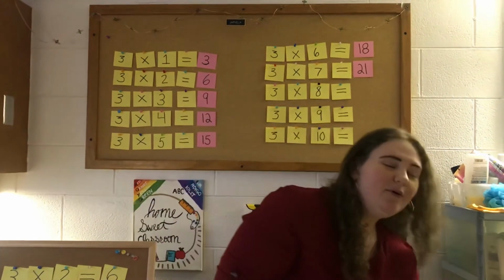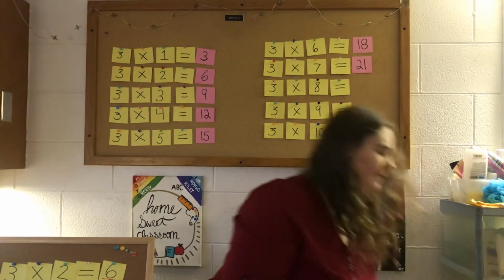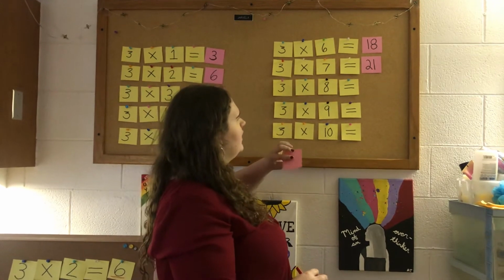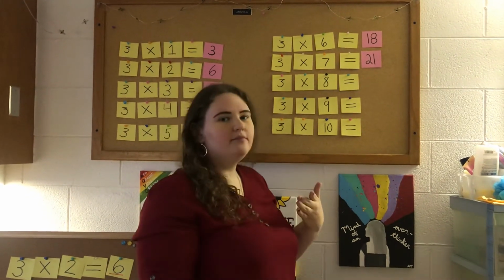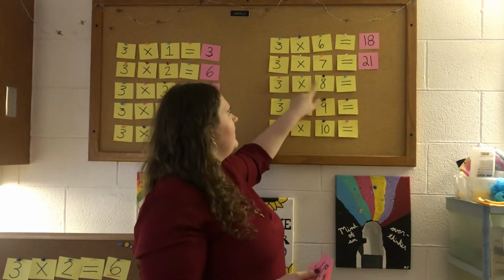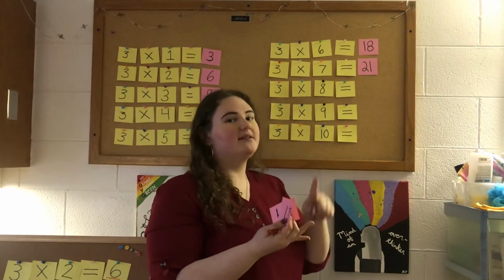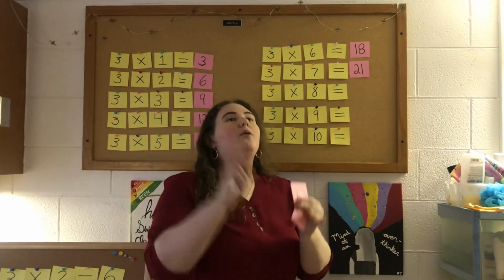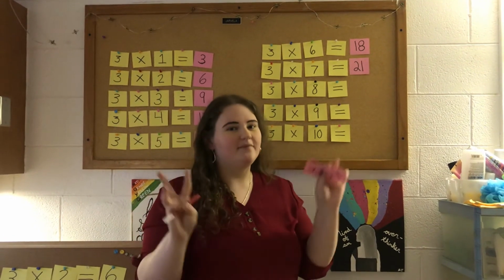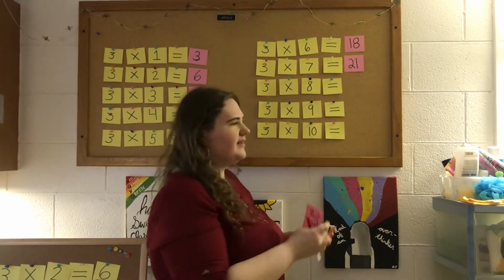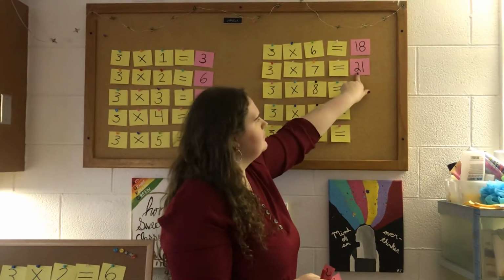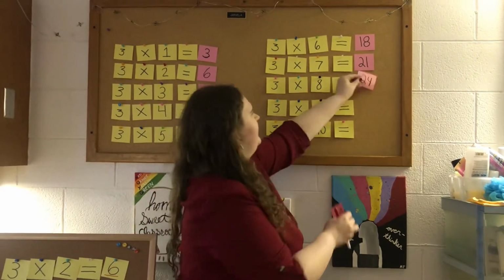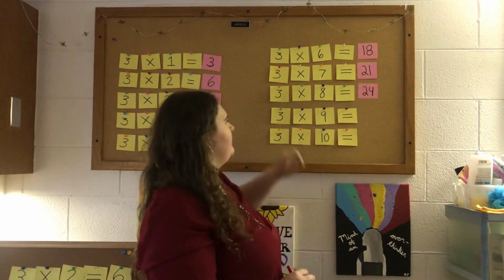We just have a couple more problems to go. So, how about 8 groups of 3? What would this look like? Well, it would be 8 groups of 3. So, 3 plus 3 plus 3 plus 3 plus 3 plus 3 plus 3 plus 3. That's 8 groups. So, what would that be? 21 plus 3. 24. Exactly. All right, moving on.